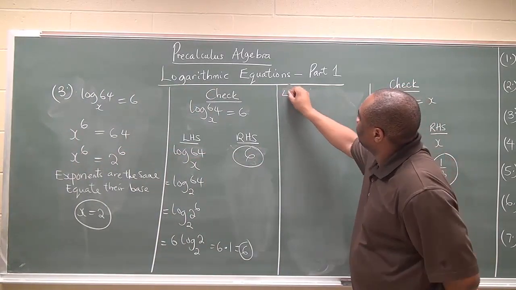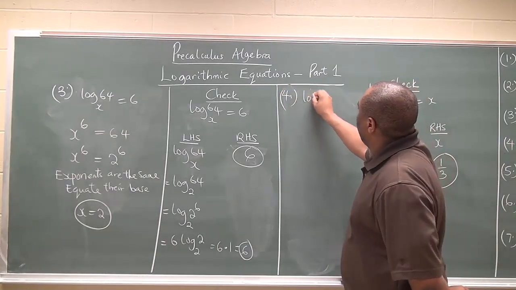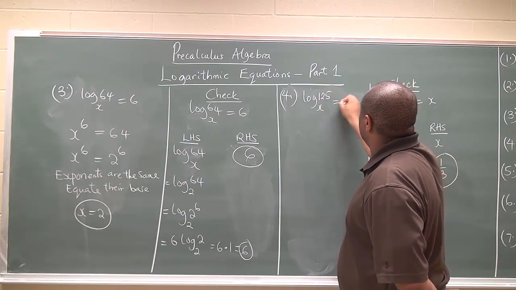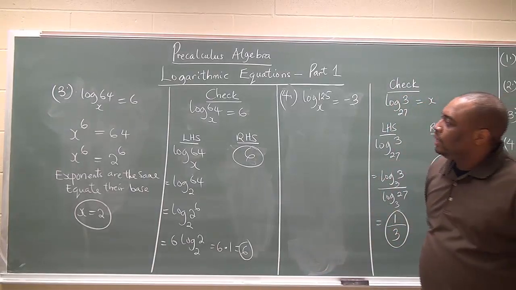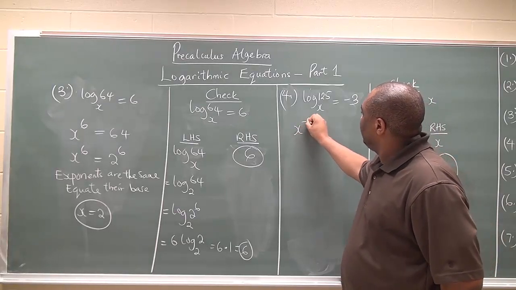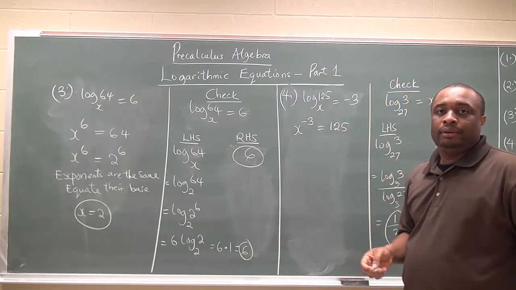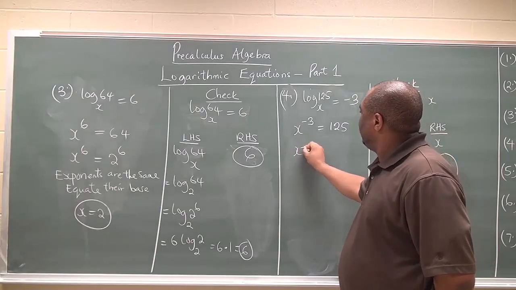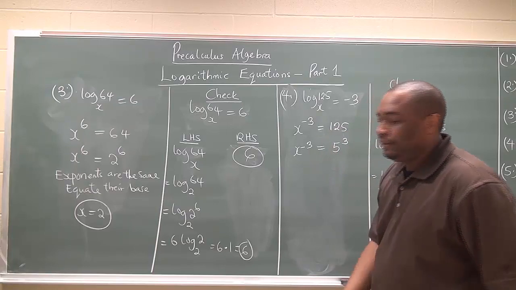Question 4, we are moving on. Log 125 base x is equal to negative 3. If we solve this as usual, we have x exponent negative 3 is equal to 125. So this means that x exponent negative 3 is equal to 5 exponent 3.